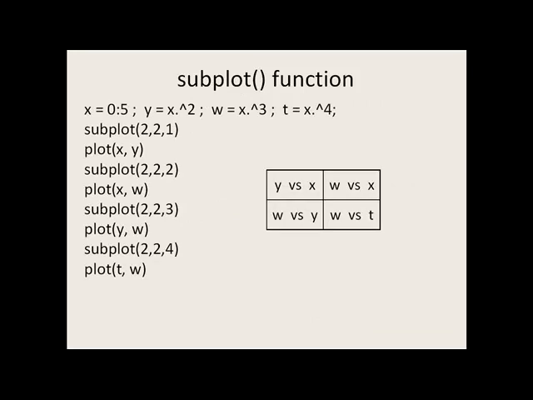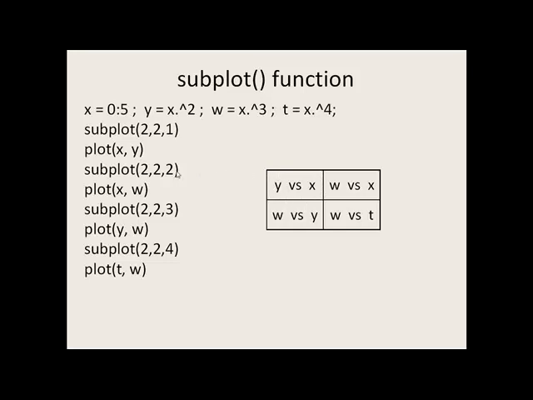So here's an example. We give some values for x, and then we say y is x squared, w is x cubed, t is x to the 4th. So we use a subplot function to divide our plotting window into 2 rows and 2 columns. Then we say we want to examine the first cell, which is the upper left cell. And in that cell, we are going to plot y versus x. So there'll be a single plot of y versus x in this particular cell.